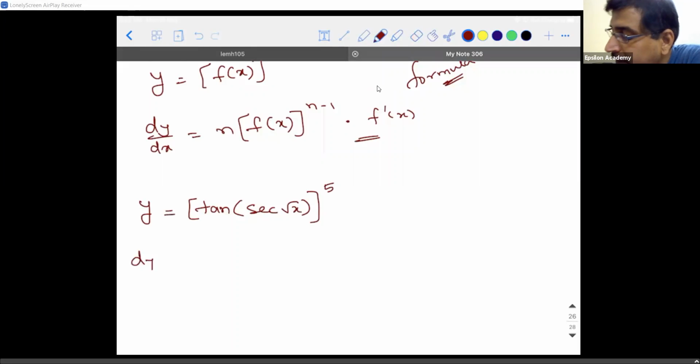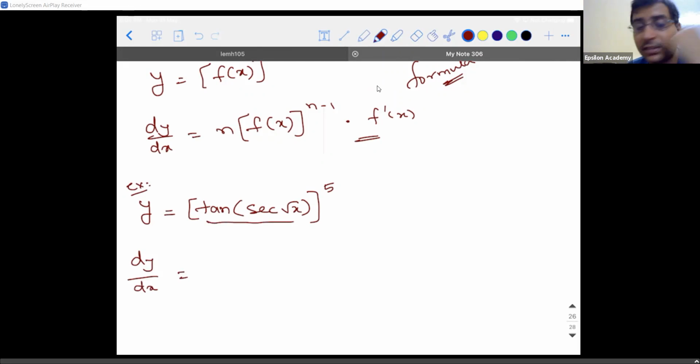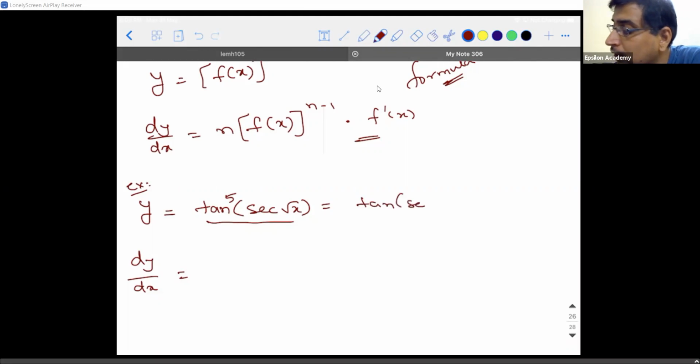So what is dy by dx? This whole thing is a function, right? That function is raised to the power 5. If I give it as power 5, you will easily understand. So tan of secant of root x, the whole raised to the power 5, theoretically. You can write it like this.